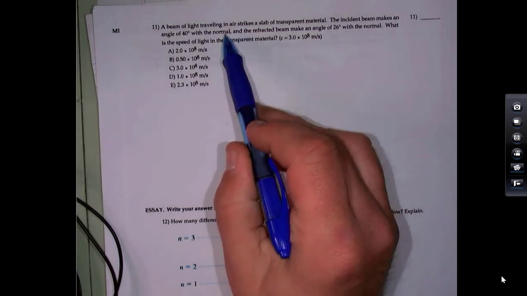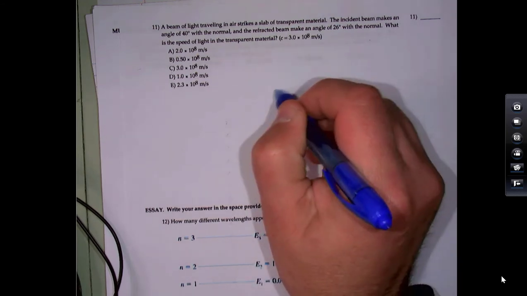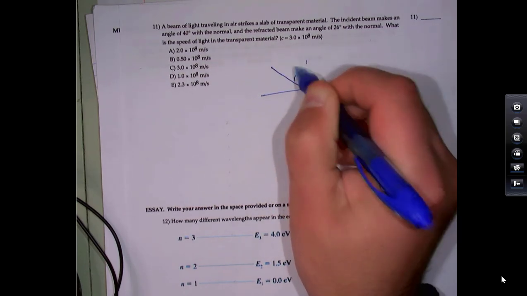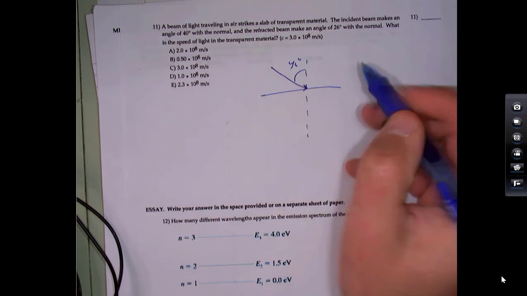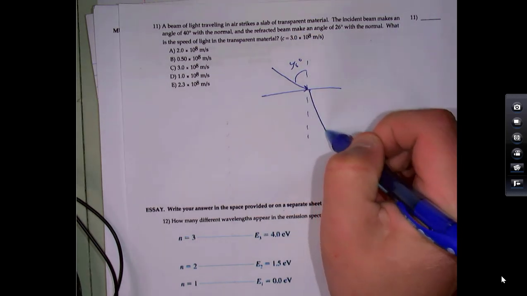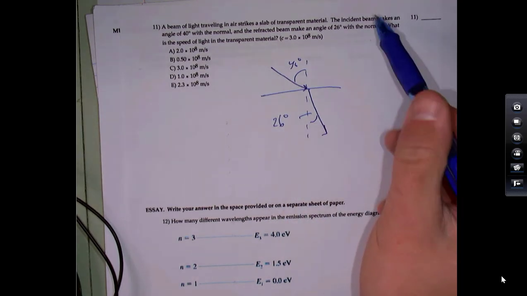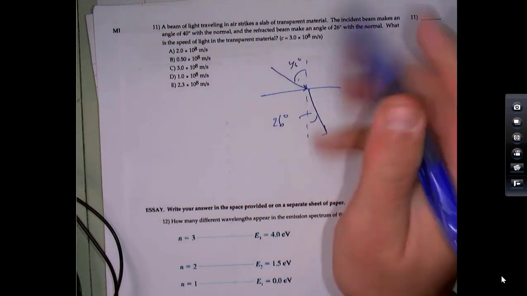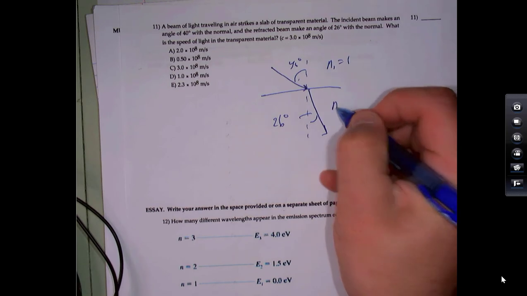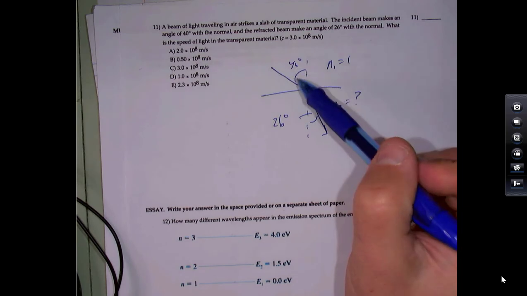Okay, we got a beam of light that strikes a slab of transparent material. The incident beam makes an angle of 40 degrees with the normal. Okay, so this is 40 degrees. The refracted beam makes an angle of 26 with the normal. So something like this, this is 26 degrees. This is actually air up here, so I'm going to put N1 as air, and then I'll call this material N2. We don't know what N2 is. What is the speed of light in this material?